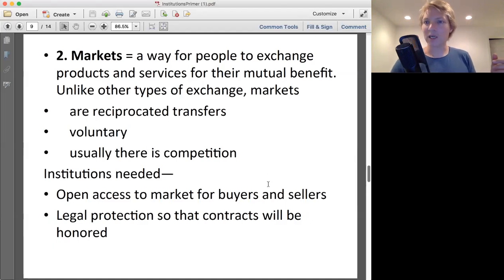And then you need some protections so that if there are contracts, they're honored, or if the sellers are saying something is one thing, but it turns out to be another thing, there needs to be some sort of enforcement on that.